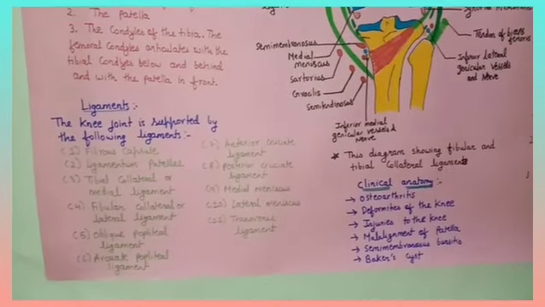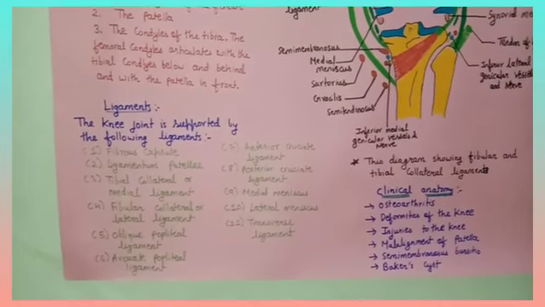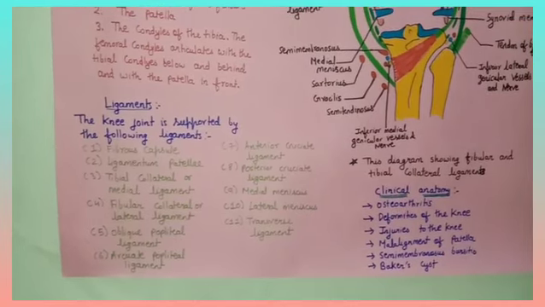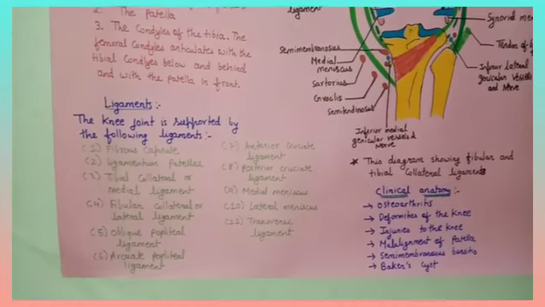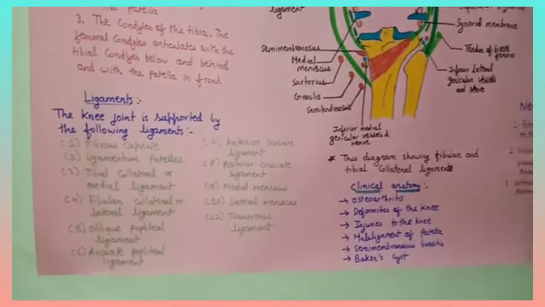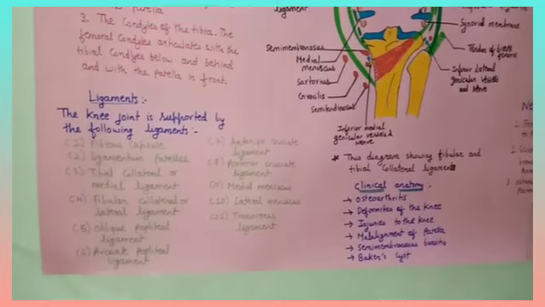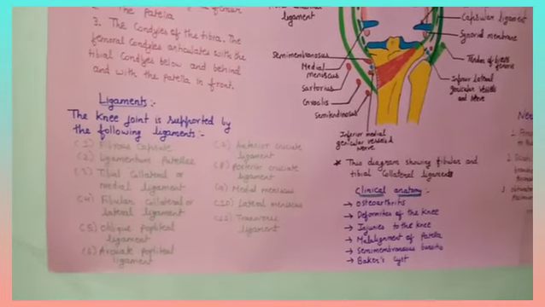The medial meniscus is nearly semicircular, being wider behind than in front. The lateral meniscus is nearly circular. The posterior end of the meniscus is attached to the medial condyle of femur through two meniscofemoral ligaments. Now 11th, transverse ligament. It connects the anterior end of the medial and lateral menisci.